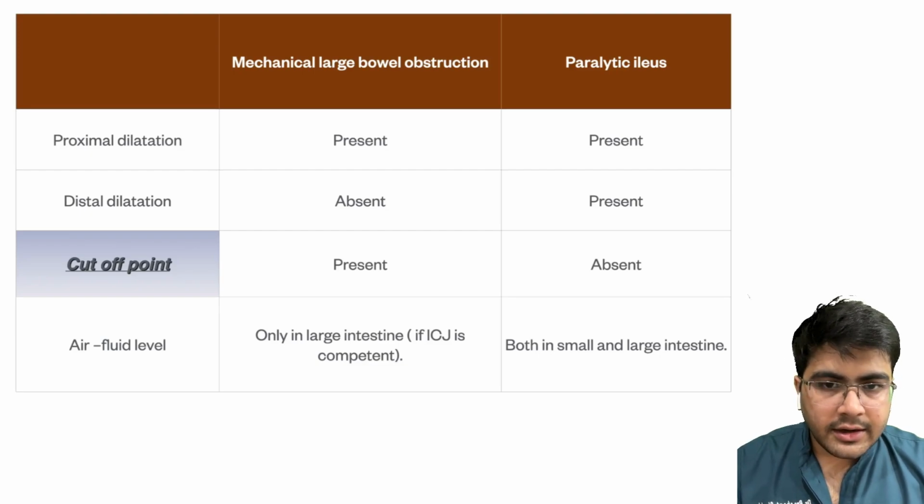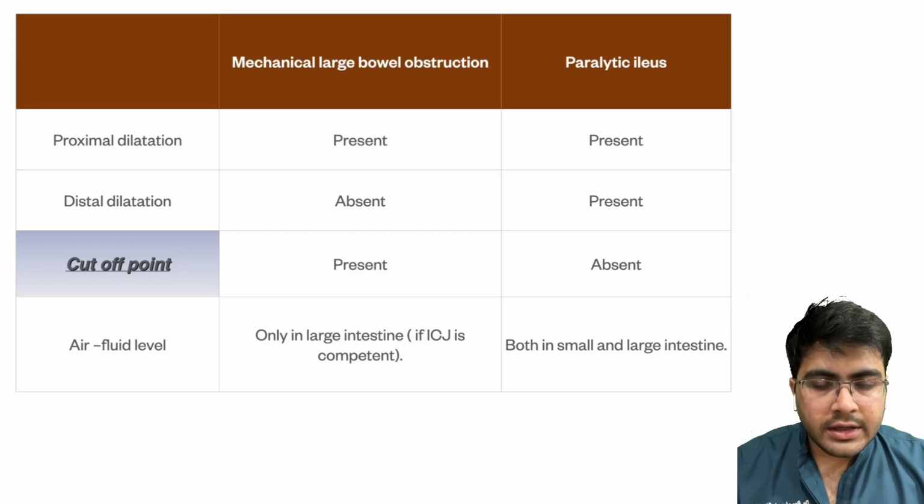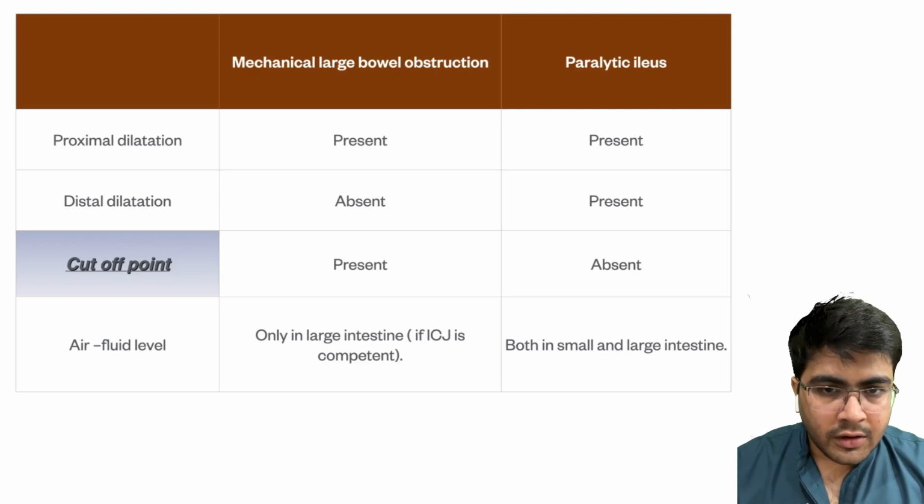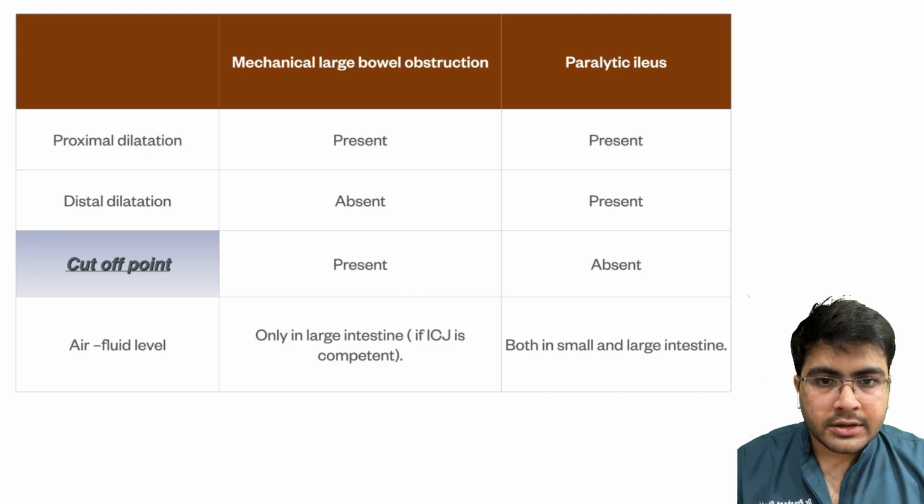The next thing is the presence of air fluid levels. Air fluid levels are present only in the large intestine if the ileocecal valve is competent, but in paralytic ileus, they would be present in both small and large bowel.